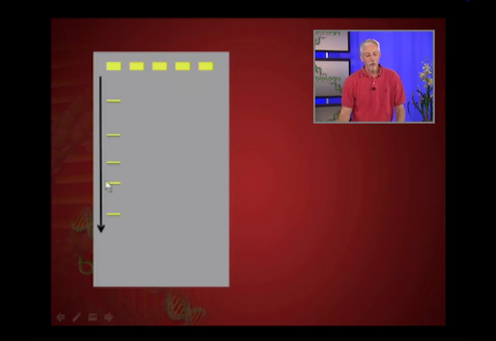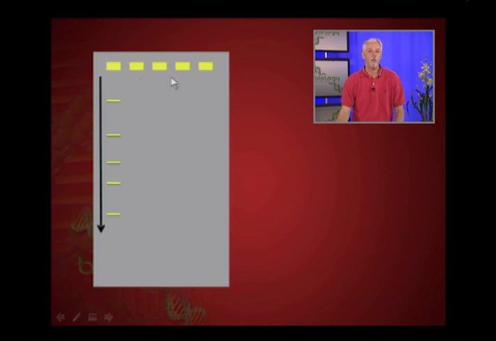And normally what we do in the first well is that we'll put some kind of a control. We'll put a sample where we know the lengths of the fragments. And this will help us make sure that the gel is working properly and that things are moving at the appropriate speed. And then let's say here that we're actually doing a crime scene investigation.